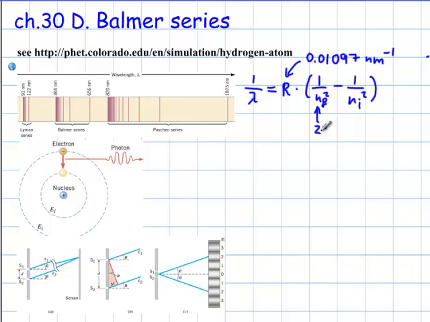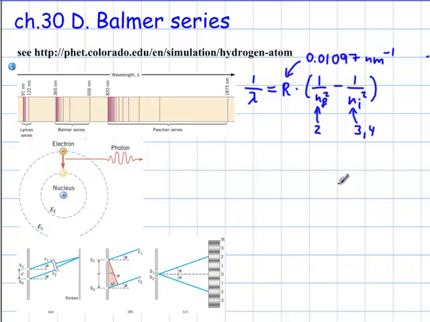And so the longest would be created if I subtract here the smallest possible number, which would be the 3. When I subtract these fractions, they're relatively close to each other, so the overall one here is going to be a small number, which means with the wavelength being inverted, that would come up with the longest possible wavelength. So 3 and the next adjacent one there would be 4.